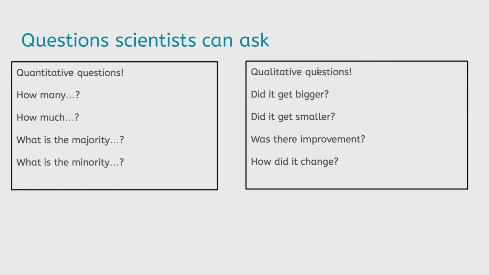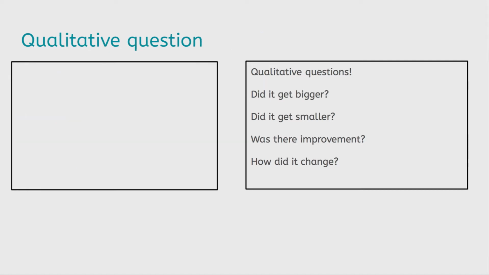In part 1 of the Graphing 2 videos, we went over quantitative questions, or questions about numbers. In this video, we'll be going over qualitative questions. Remember, those ones are about patterns or how things change. So for a review, remember qualitative questions ask things like, did it get bigger? Did it get smaller? Was there improvement? Or how did it change?